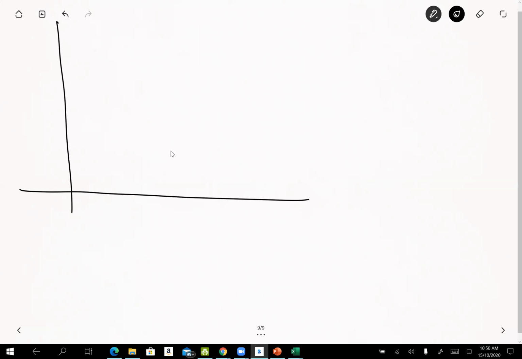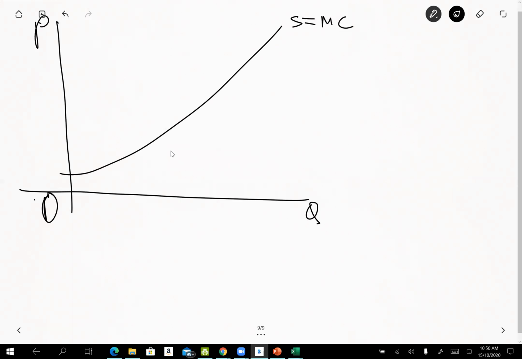So if we draw the diagram, this is Q, that is the 0, that's the price. So under perfect competition, you have the supply function, which is just equal to the marginal cost. That's the demand function. For equilibrium, you have the demand equal to the supply. That would give you the equilibrium quantity and the equilibrium price.